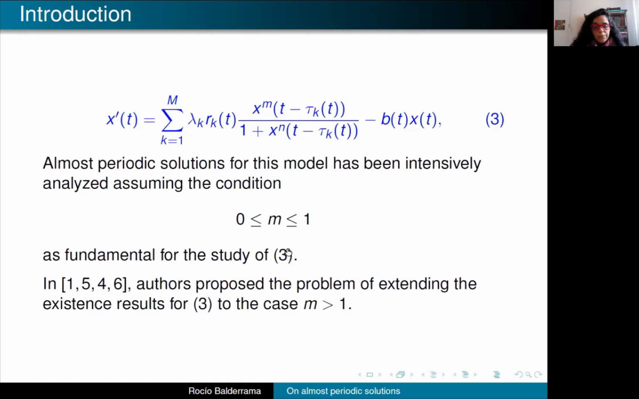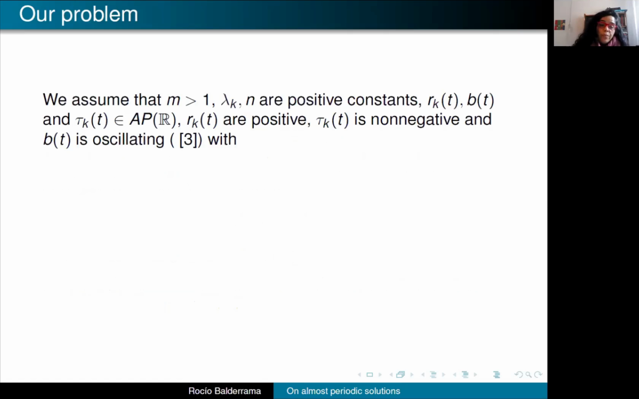But in different works, authors propose the problem of extending the existing results on almost periodic solutions of this model to the case m greater than 1. So our problem was to take the problem proposed by these authors and assume that m is greater than 1. These are the constants, and the other functions are almost periodic.